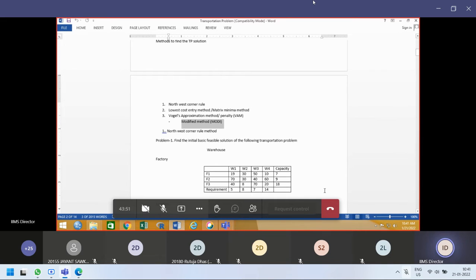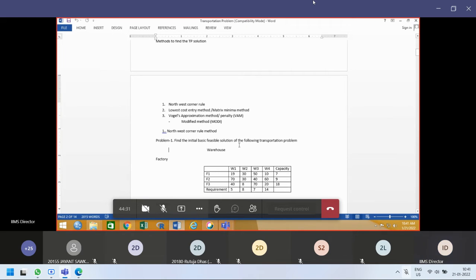The same problem will be worked out today using 3 different methods so that you will understand the difference between the methods. Done, sir? Good. So I will read out the problem. The first method is the northwest corner rule method. Write down the method's name also at the top.